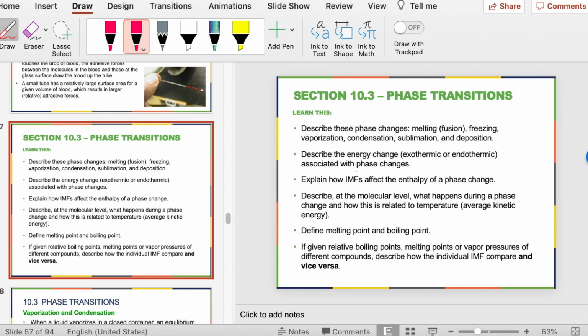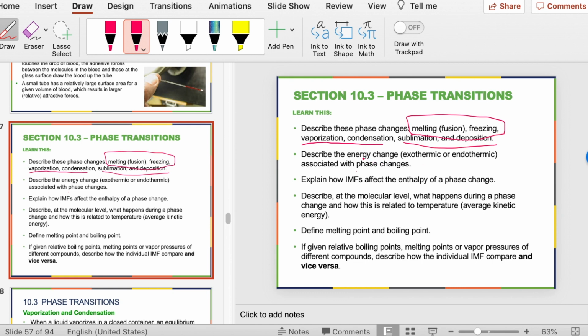Welcome back to Chemistry B1B, covering Chapter 10.3, Phase Transitions, and more specifically we're going to be talking about vaporization and condensation. Now, this is showing what you need to know. You need to know the names of the different transitions, and these things are paired up. So, freezing is the opposite of melting. Condensation is the opposite of vaporization. Sublimation is the opposite process of deposition.